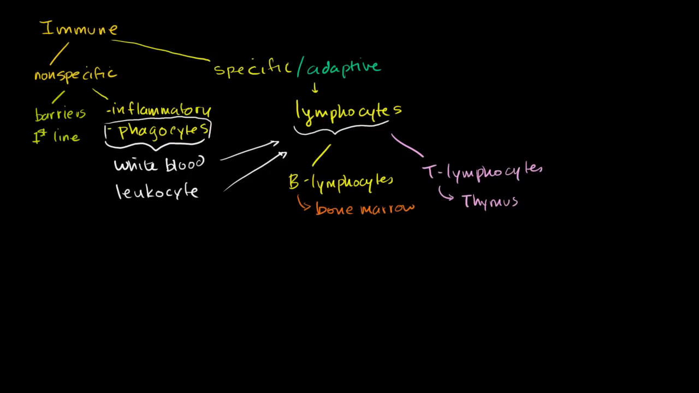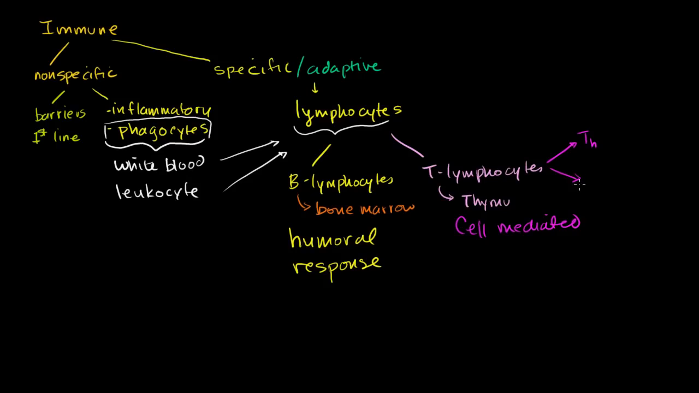So the B lymphocytes participate in what's called the humoral response. I'll tell you what humoral means in a second. Humoral doesn't mean it's funny. And you'll see that T lymphocytes participate in what's called the cell-mediated response, and we're going to do that in a future video. And there are certain classes of T lymphocytes. We'll see that there are helper T cells, and there are cytotoxic T cells.